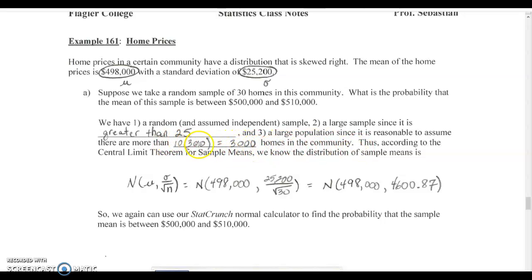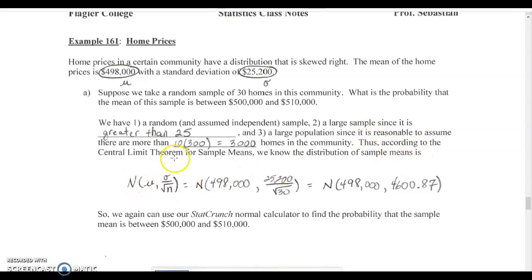I don't know why I did 300 there, I apologize. Make sure you change your notes there. This is 10 times 30, so there should be only 300 for this population. To check that we have a big population, we need to assume that we have more than 300, not 3,000, homes in the community.